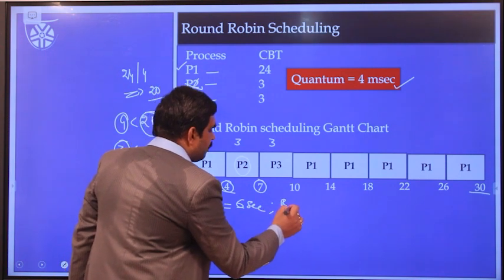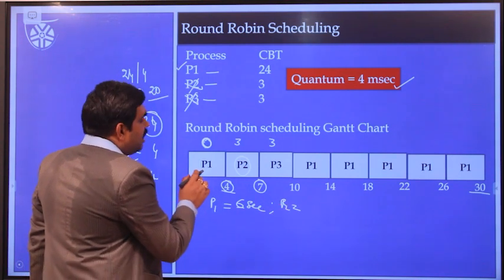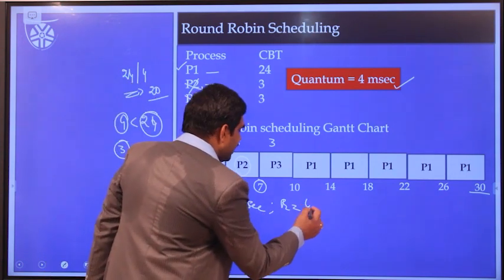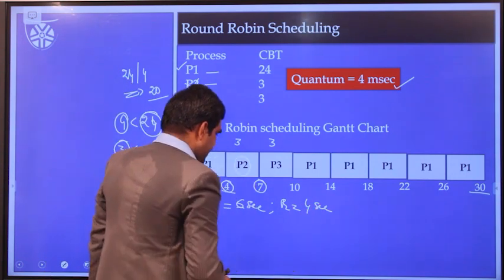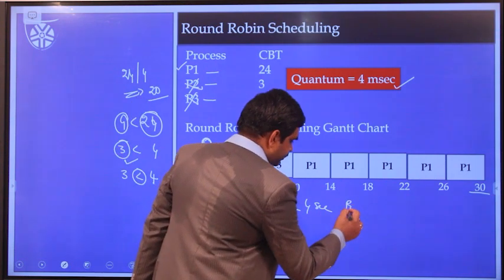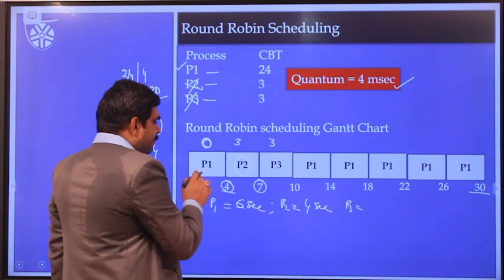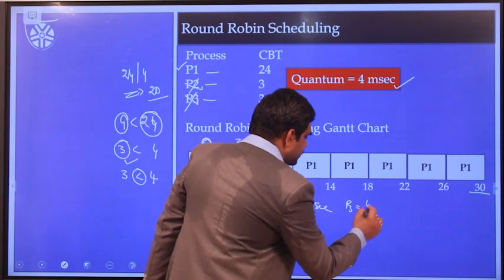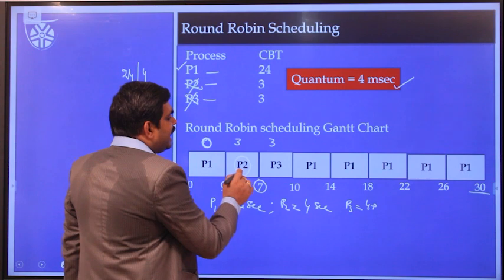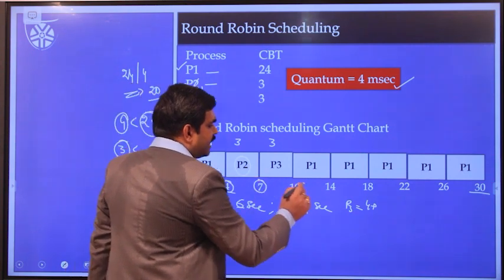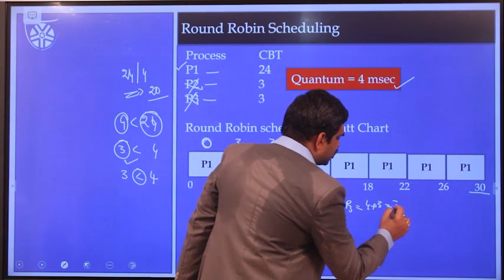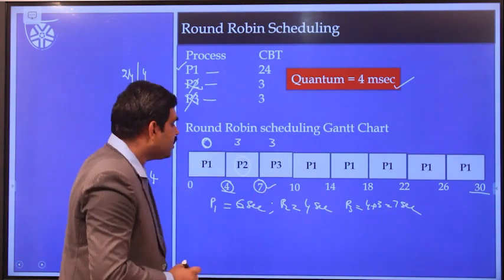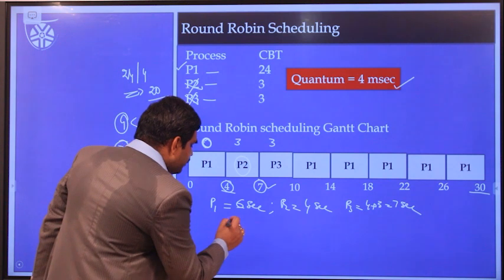Now let us check P2. Here P1 is executing, which means P2 is waiting. So P2's waiting time is 4 seconds. What about P3? Here P1 is executing, which means P3 is waiting. What about its waiting time? 4 seconds. Plus, here P2 is executing, which means P3 is waiting 3 seconds more, a total of 7 seconds. This is the 7 seconds waiting time. So, what is the average waiting time?